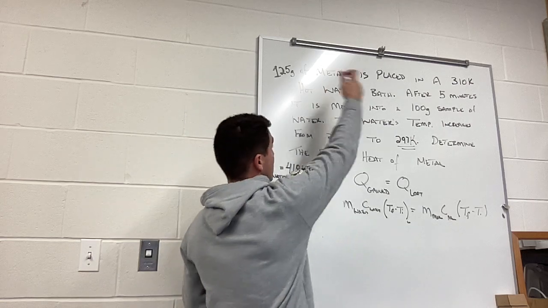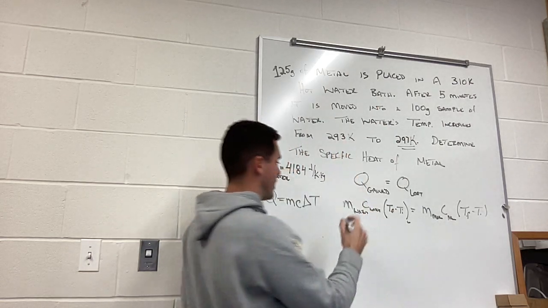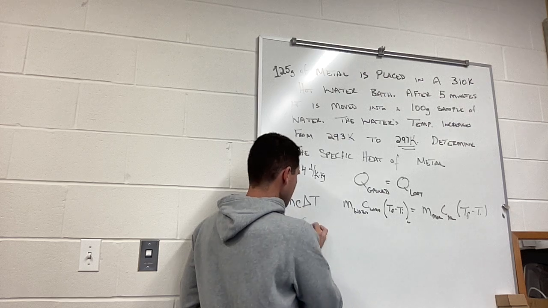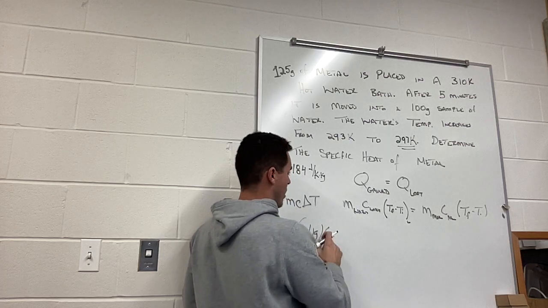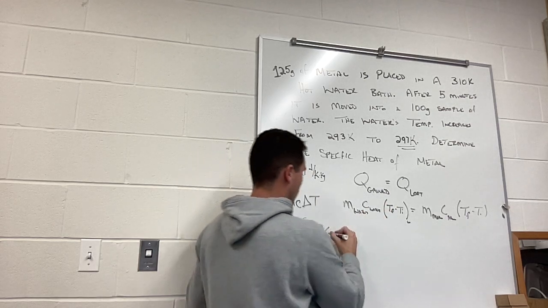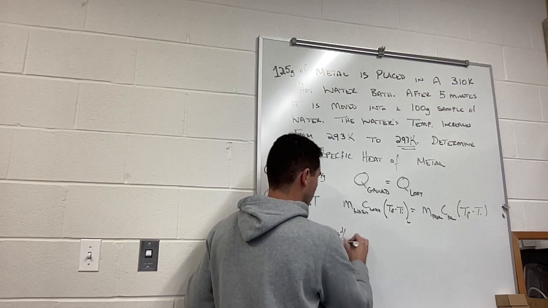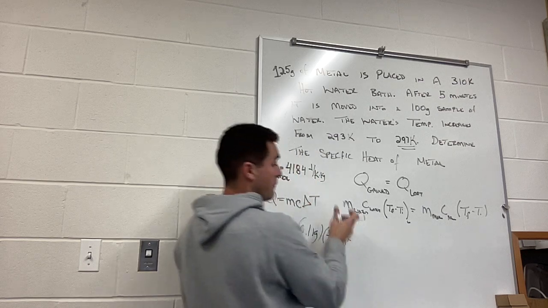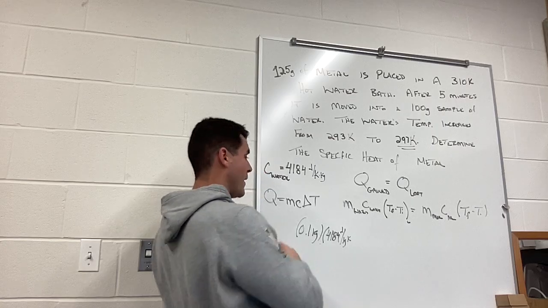So, mass of the water. How much was the mass of the water? It says I have 100 grams. We need to use kilograms, though. So that's going to be 0.1 kilograms of water. The specific heat of water is a known value. It's going to be given to us quite often. It's 4,184 joules per kilogram Kelvin. That's how much energy it takes to raise 1 kilogram of material by 1 Kelvin.